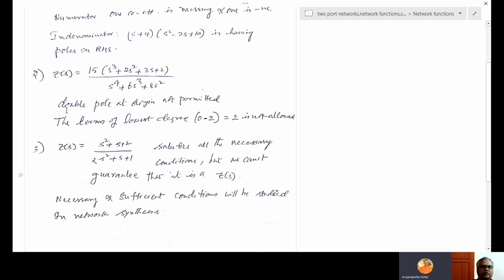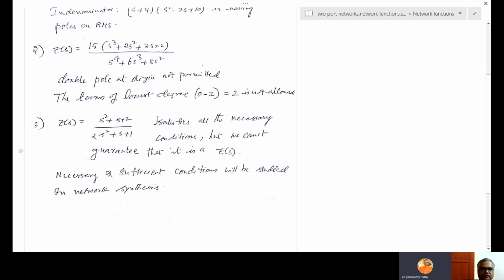Whereas the second one, 15 of s power 3 plus 2s square plus 3s plus 2 by s power 4 plus 6s power 3 plus 8s square. In the denominator, if you take s square common, it will have a double pole at the origin. A double pole at the origin is not permitted. Then there is another deviation: the terms of lowest degree on the lower side, numerator is 0, denominator is 2, the difference is 2. It should be 1 at most, but here it is 2. So this is also not a valid driving point function.